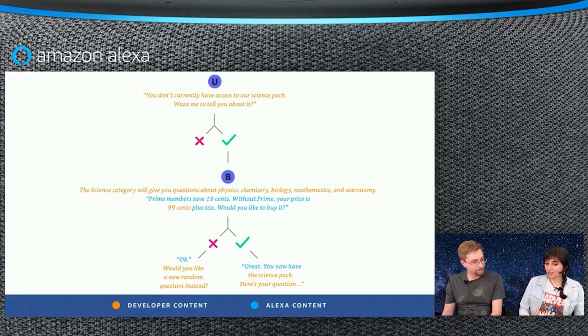So when you ask the question, would you like to buy it, they can say yes, they can say no. If they say yes, you can say great, you now have whatever the product is, and then you nicely transition them to be using whatever they purchased. For each of these events, your skill is going to get a callback from the actual Alexa monetization service on whether it was a success or failure to sell the product.